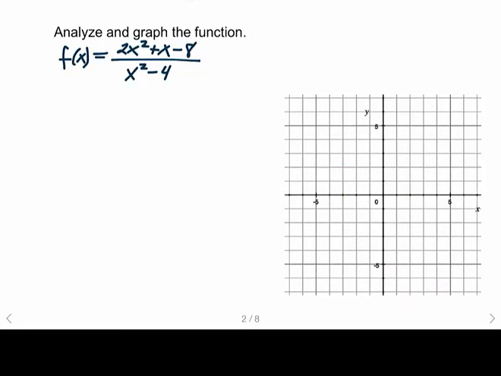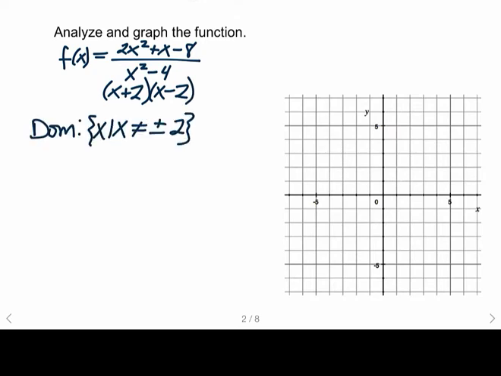Next, same instructions. Our function is f of x is equal to 2x squared plus x minus 8 over x squared minus 4. First thing I'm going to do is factor the denominator into x plus 2 times x minus 2. That gives us our domain, which is the set of x such that x does not equal plus or minus 2. And since the numerator does not factor, that also gives us our vertical asymptotes of x equals 2 and x equals negative 2.